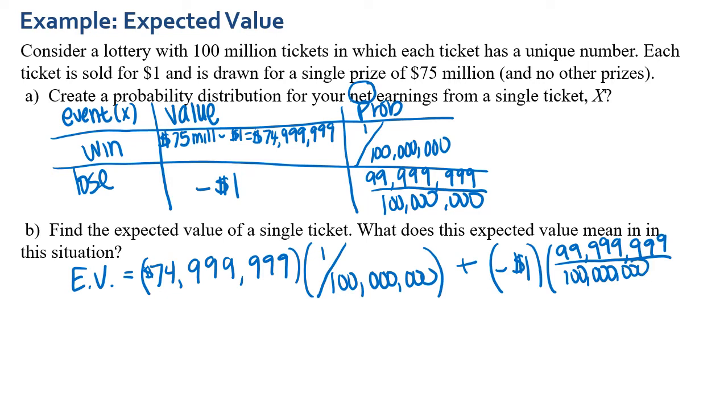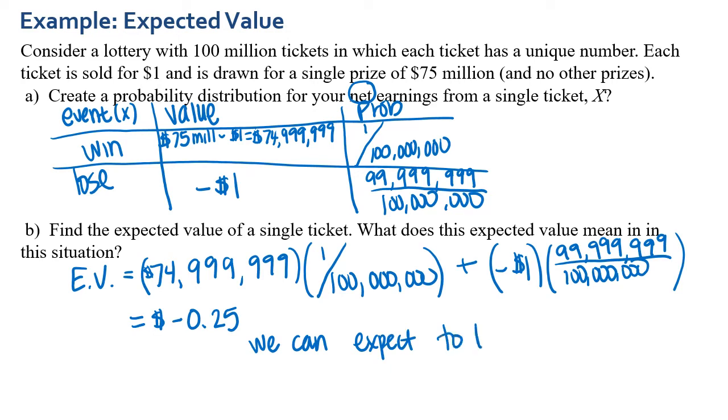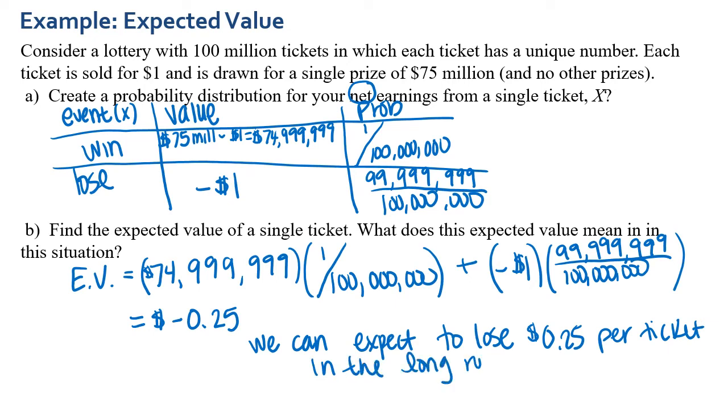So when I find this expected value by substituting this into a calculator, you will end up getting negative $0.25, so 25 cents. That means we can expect to lose 25 cents per ticket in the long run. Or in other words, the lottery is expected to earn 25 cents per ticket. Even with the payout, they will still earn 25 cents per ticket that's sold, which is a lot of money when you're talking about 100 million tickets.